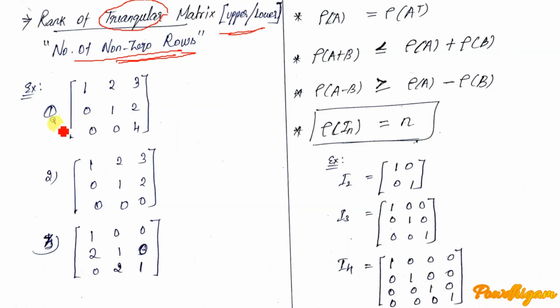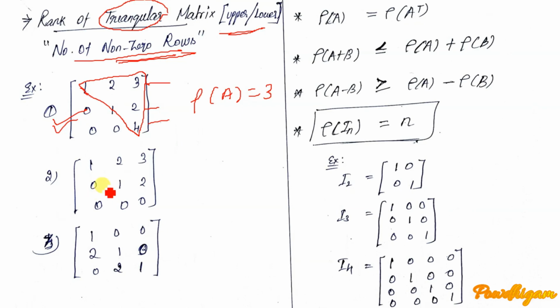See, this is one example of an upper triangular matrix, because in an upper triangular matrix we should have 0 elements in this lower part and non-zero elements in this upper part. So then we can call this an upper triangular matrix. And for an upper or lower triangular matrix, the rank is nothing but the number of non-zero rows. This is row 1, row 2, row 3. So the number of non-zero rows is 3. So the rank of the matrix is 3.